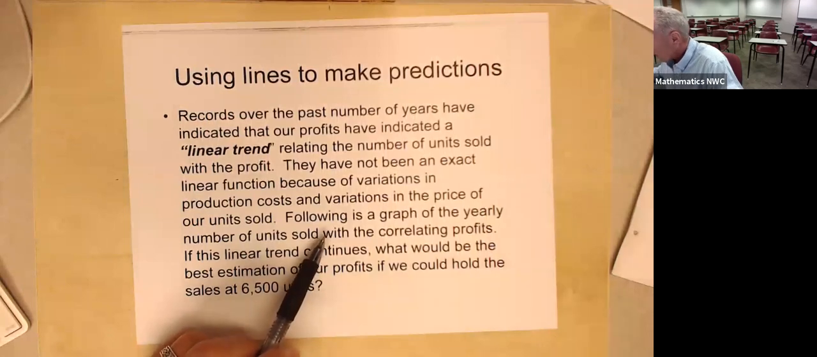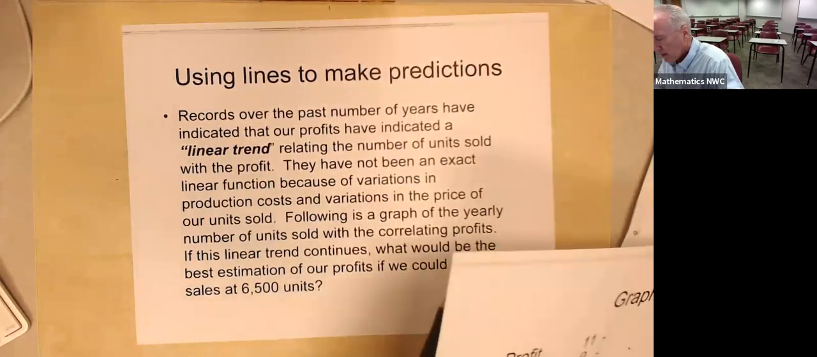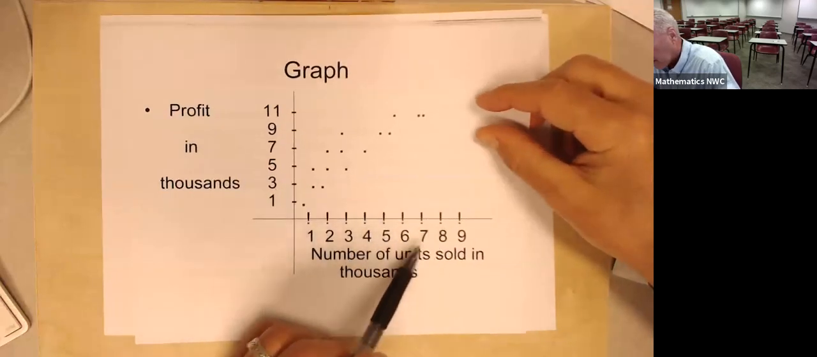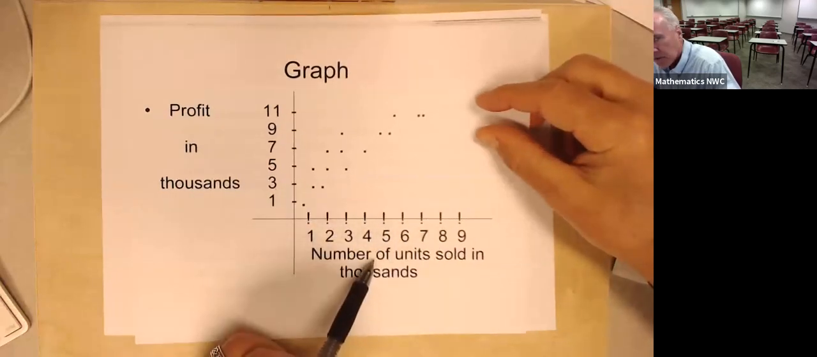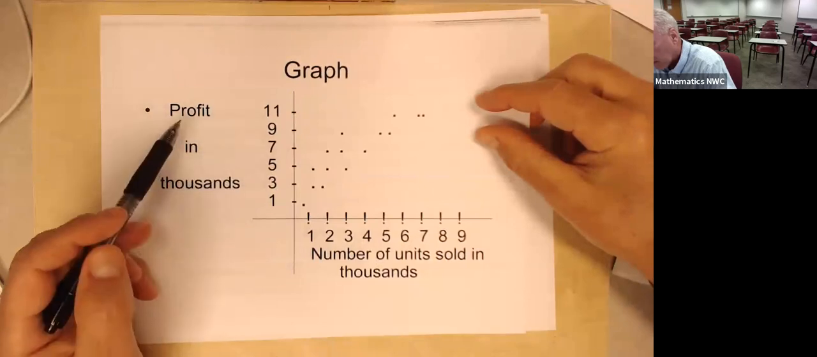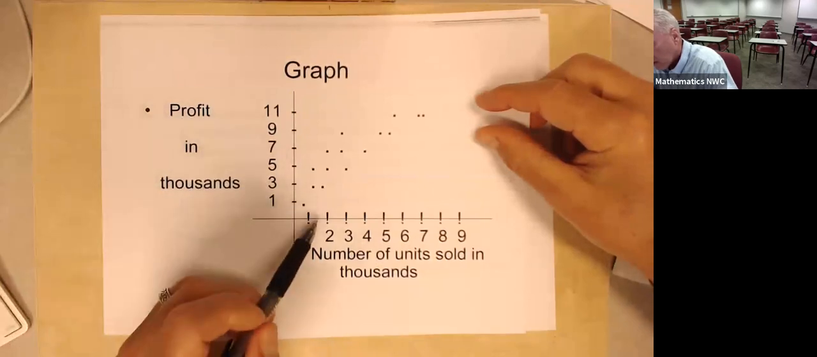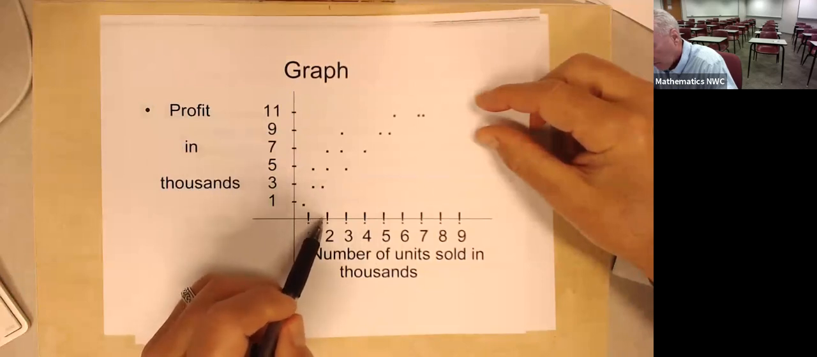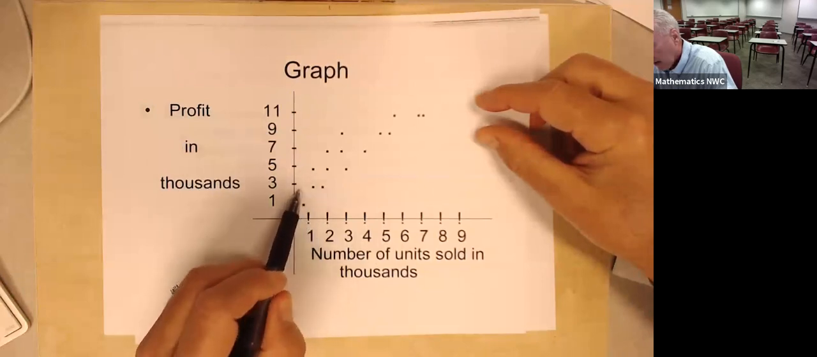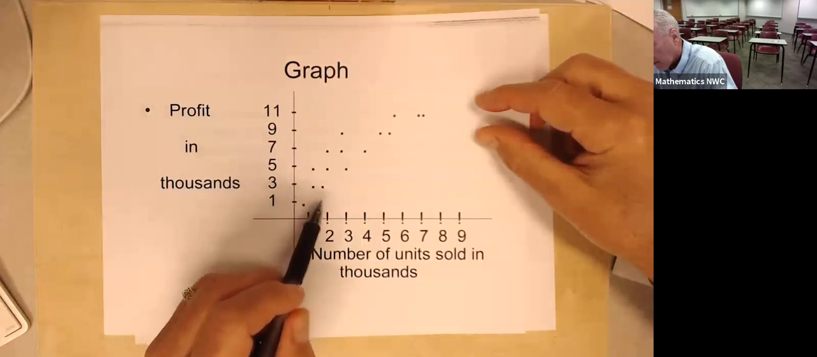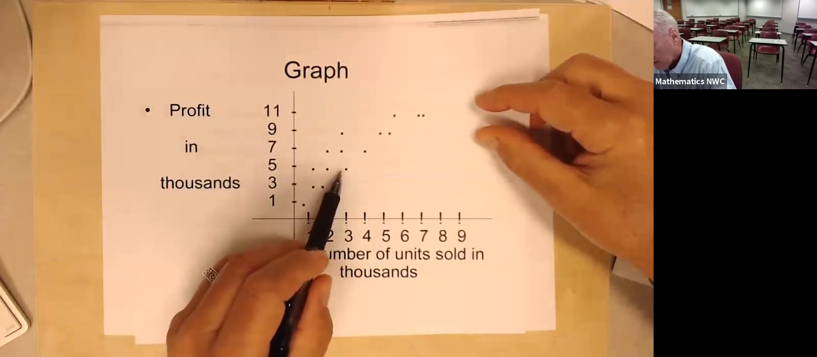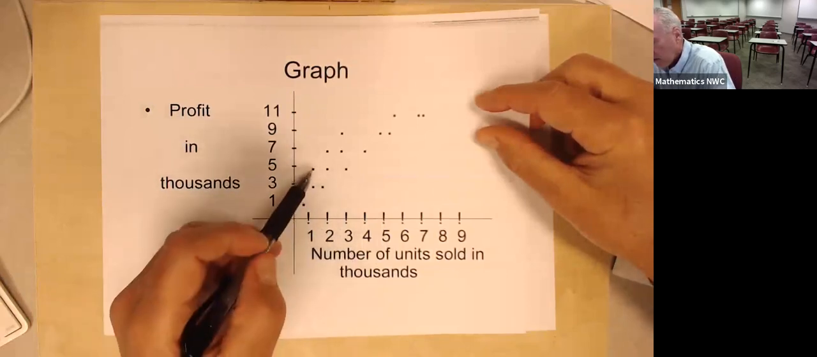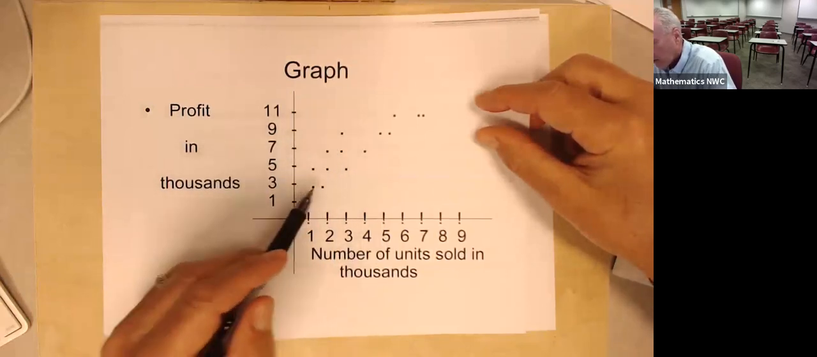So I might end up with a graph, something like this. This graph gives me, on this axis, the number sold. This axis gives me the profit in thousands. So apparently when I sold about, I would say 1.8 thousand, I had around $3,000 profit. If I sold about 3,000 items, I had $4,000 or $5,000 profit. Notice that all these represent different ordered pairs.